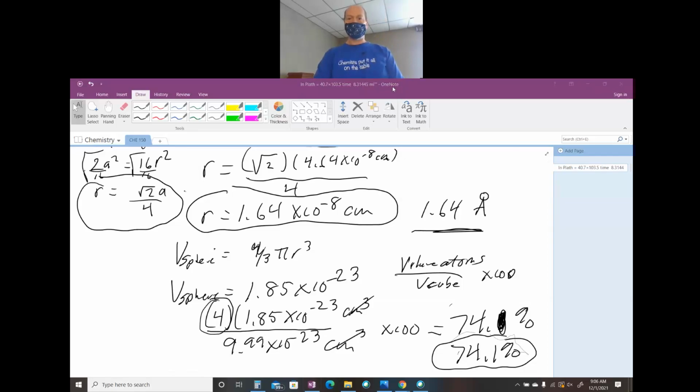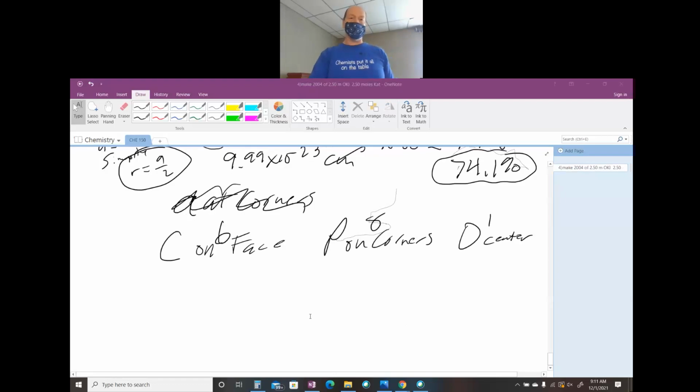Yes. All right, so I have C on all 6 faces, I have P on all 8 corners, and I have oxygen O in the center. What is my formula for this compound?